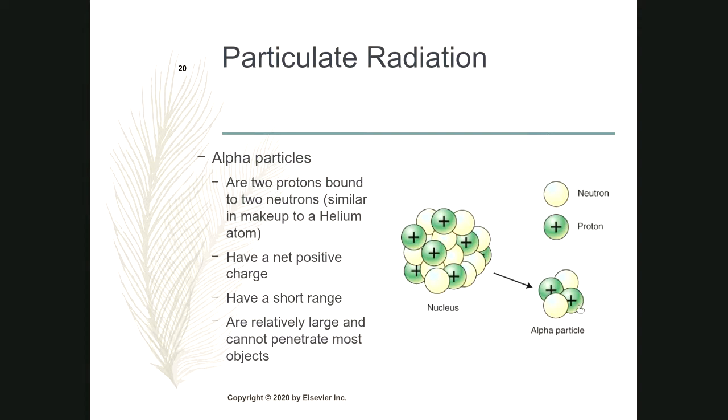Alpha particles tend to be very big and very heavy, and they're not able to travel very far because they're so large and they can't penetrate most objects. Typically, if you had an alpha particle passing through the air, you could put up a piece of paper and stop the alpha particle. All right, so they're kind of big and oafy and they can't go very far, but they resemble a helium nucleus in their makeup. Okay, so that's an alpha particle.